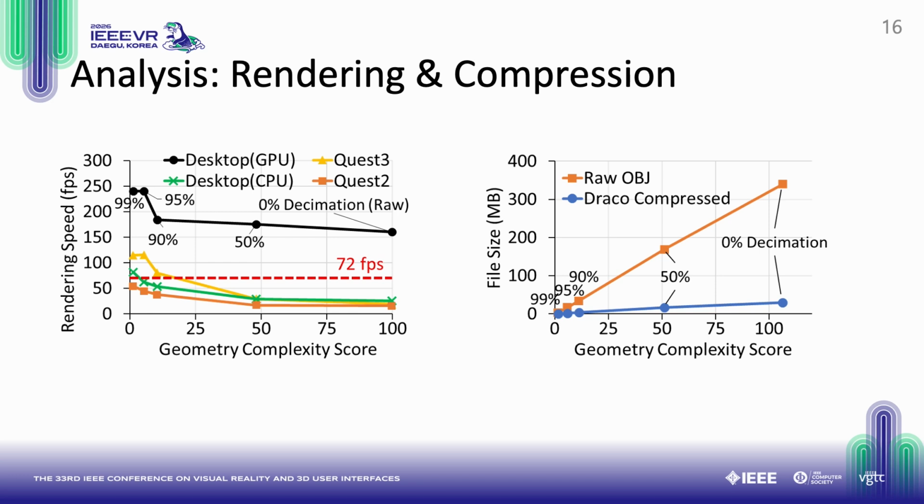Putting these together, we observe that reducing geometric complexity can improve performance and reduce bandwidth, while maintaining acceptable visual quality. This highlights an important trade-off between geometry, rendering performance, and compression efficiency, and suggests that there is a sweet spot for optimizing 3D streaming and XR systems.